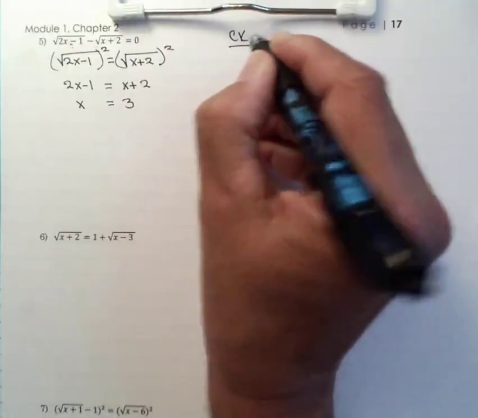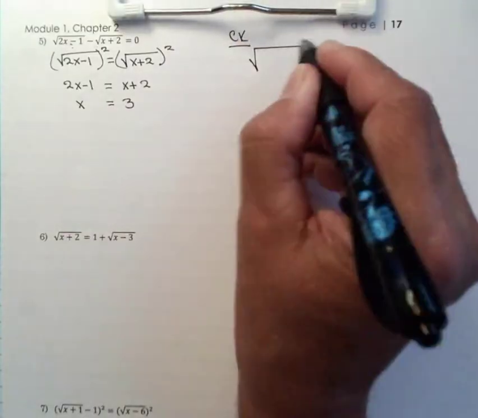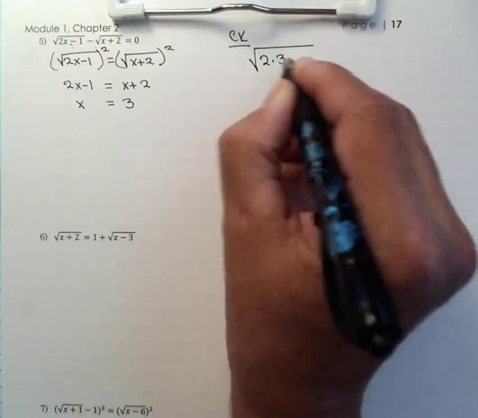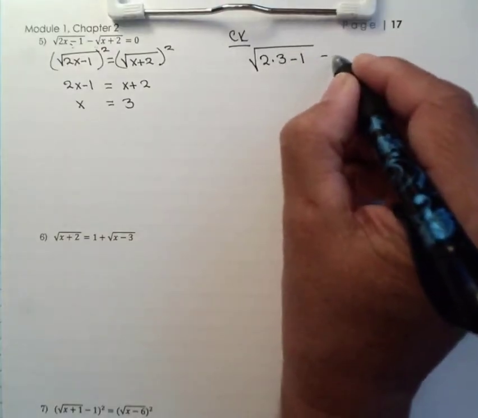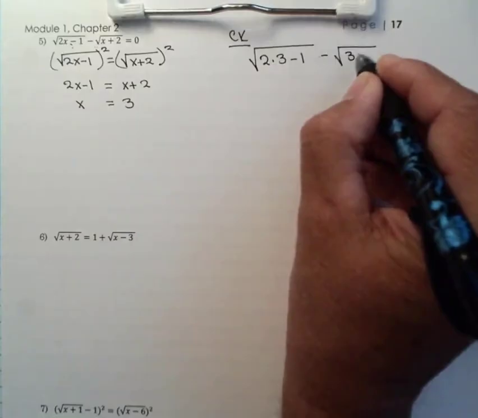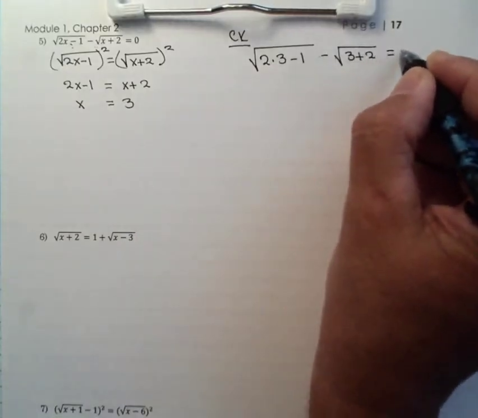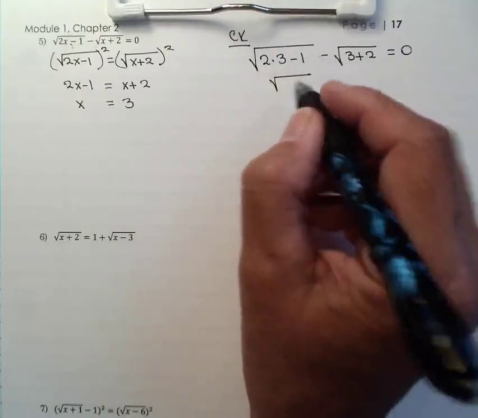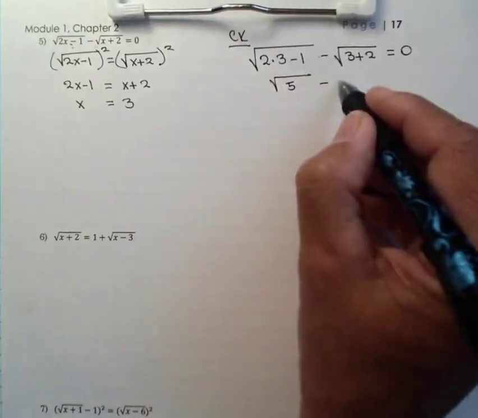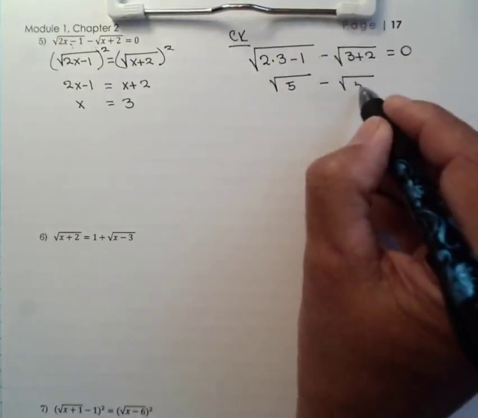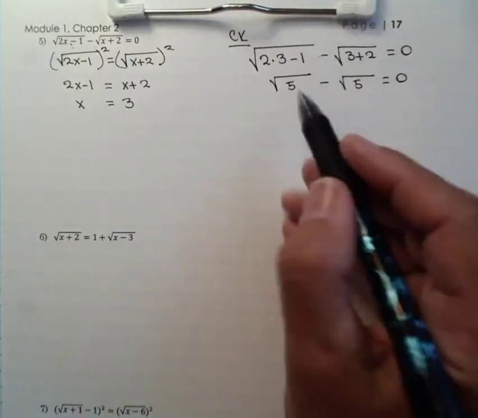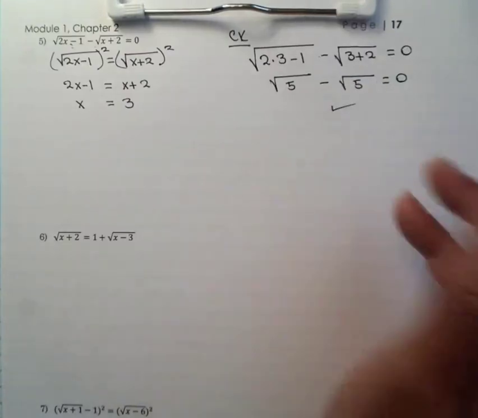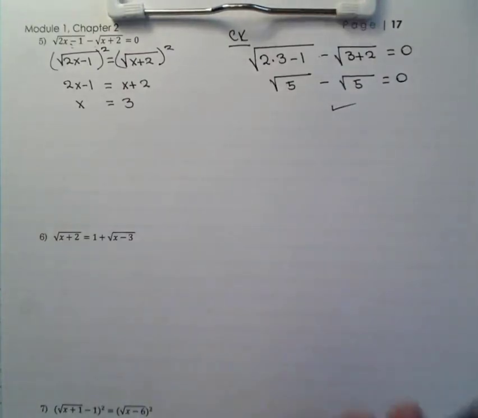Let's check it and see if it worked. It is the square root of 2 times 3 minus 1, and subtract from that the square root of 3 plus 2, and we want to see if it's equal to 0. So really this is the square root of, that would be 6 minus 1, which is 5. And here's the square root of 3 plus 2, which is also 5. And what are they asking? Square root of 5 minus the square root of 5 is equal to 0. And it checks. x equals 3 is our solution. Now that was simple because we just had a radical on each side.